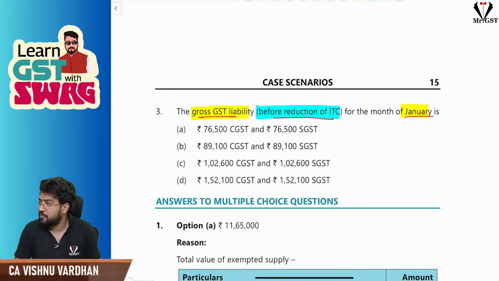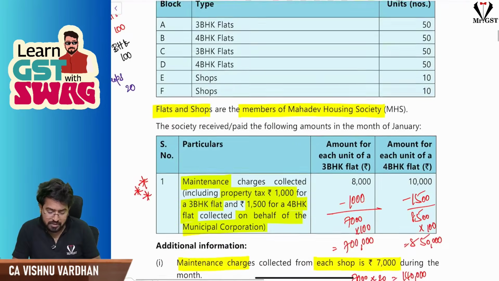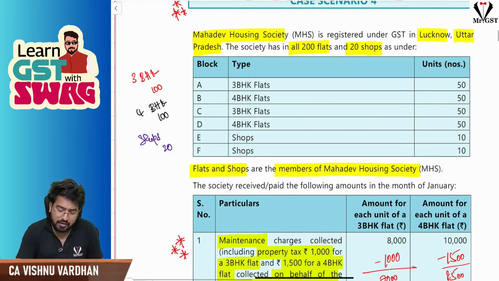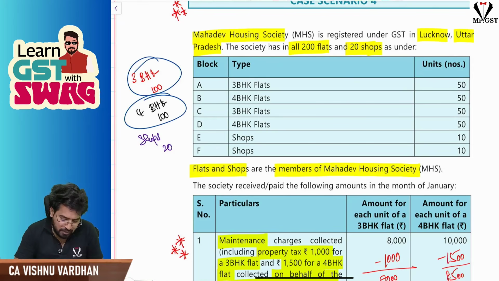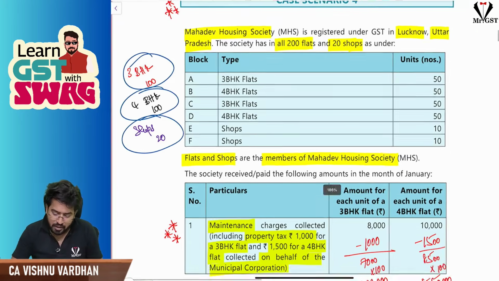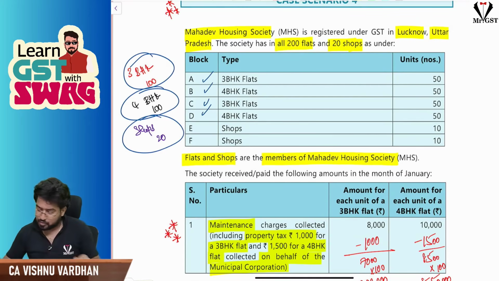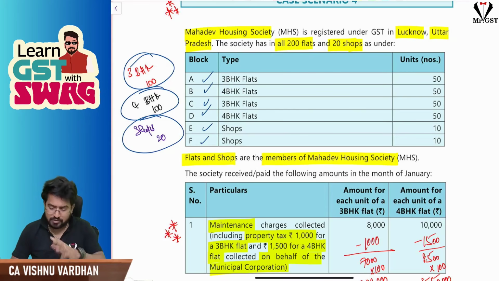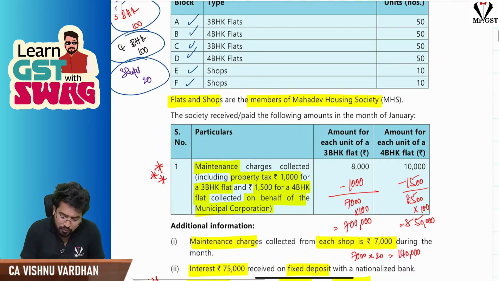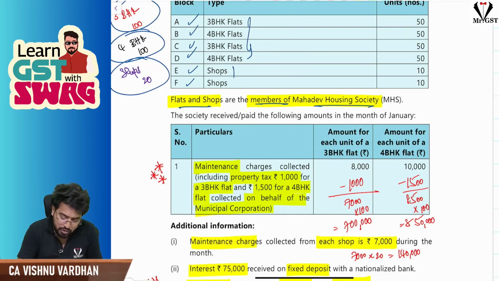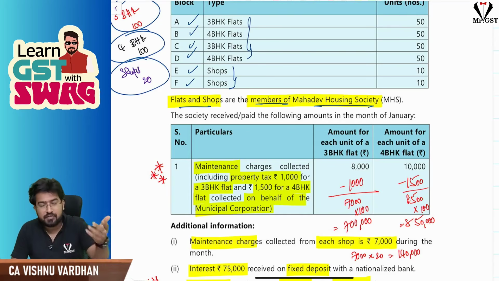There is a concept here. So now, if you look at this question is based on this housing society, that maintenance fees, all that. Here, there are 3 BHK flats 100, 4 BHK flats 100, shops 20, and there are different blocks A, B, C, D, E, F, like that. So there are different blocks here. So in these blocks, there are different units. Okay. Now, flats and shops are members of Mahadev Housing Society. So here flats are also there, shops also there. So shops in Resident Welfare Association. Okay. So these all are members in the association.